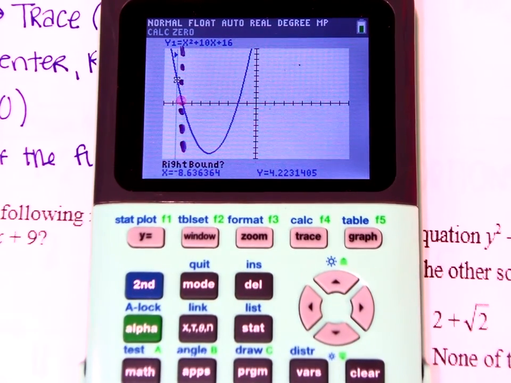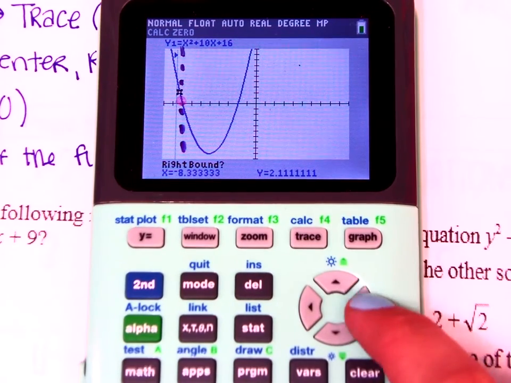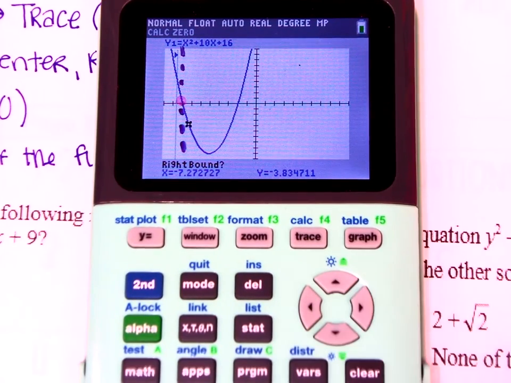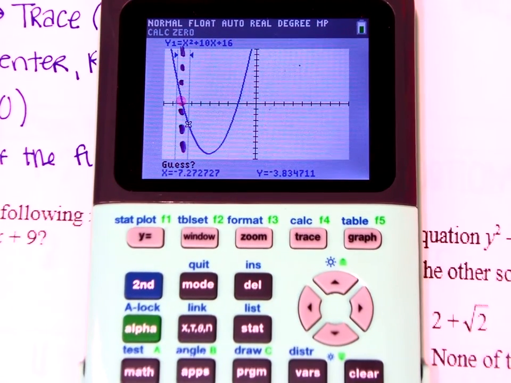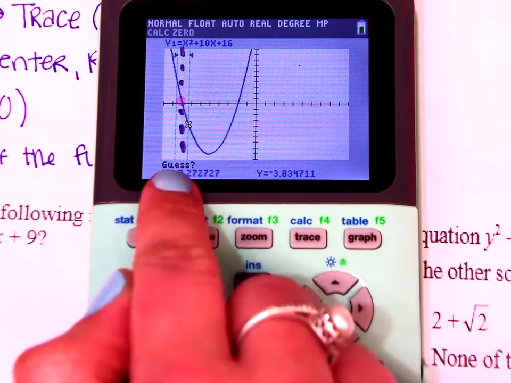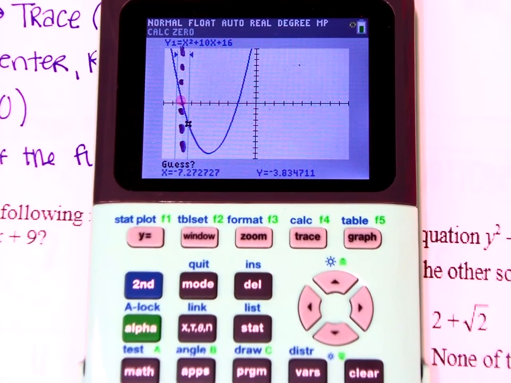Notice how it switches to right bound. So now I'm going to press the right arrow until I've crossed over the x-axis and I'm to the right of the 0, and I'm going to press enter. Then it asks, do you want to guess what the answer is? No, I don't want to guess. So I press enter again.